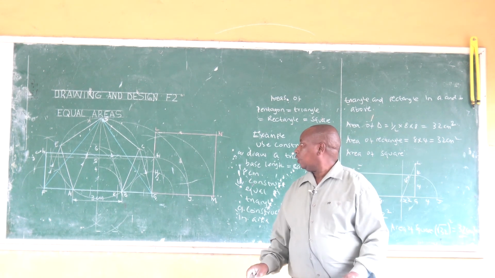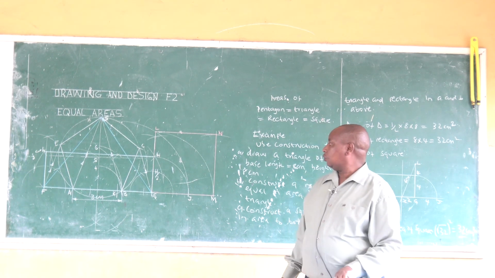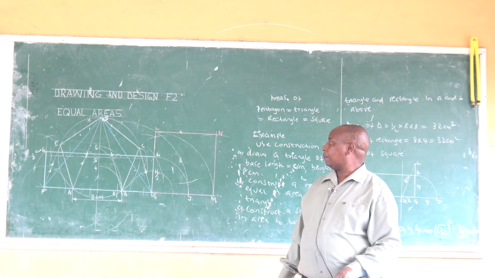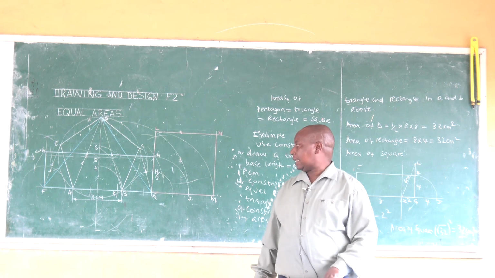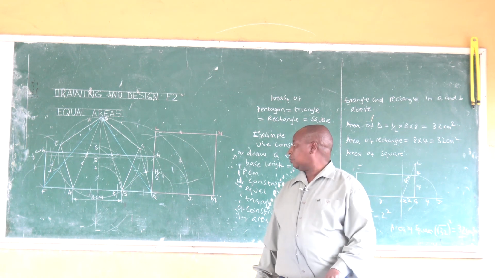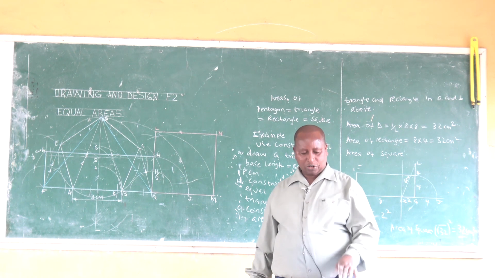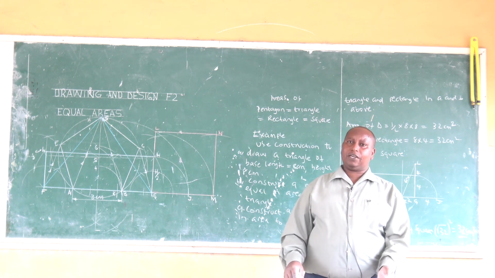For the assignment, I want you learners to draw the pentagon, start from the pentagon of side 3.5 centimeters and go all the way to the square, by construction, and prove that the same also is true by calculation.